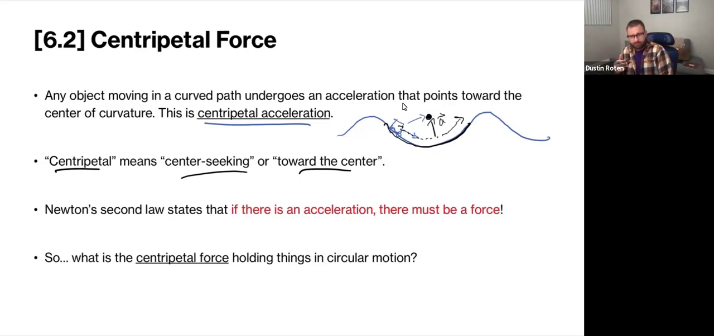Newton's second law states that if there's an acceleration, we have an acceleration pointing into the center of the circle. Well, if an acceleration is there, then a force must be there. So what is the centripetal force holding us in circular motion, right? We know something has to hold us in there because our direction's changing. We're accelerating toward the center of the circle. So something's holding us in circular motion. What could it be?